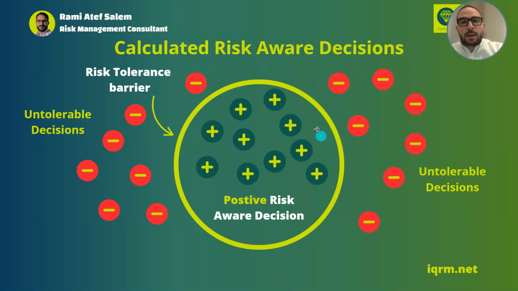So the actions that have positive reward, positive bonuses, positive incentive are what we call positive risk-aware decisions. And the ones that are outside and cause us negative results are what we call negative risk-aware decisions. So let me give you some examples about this.